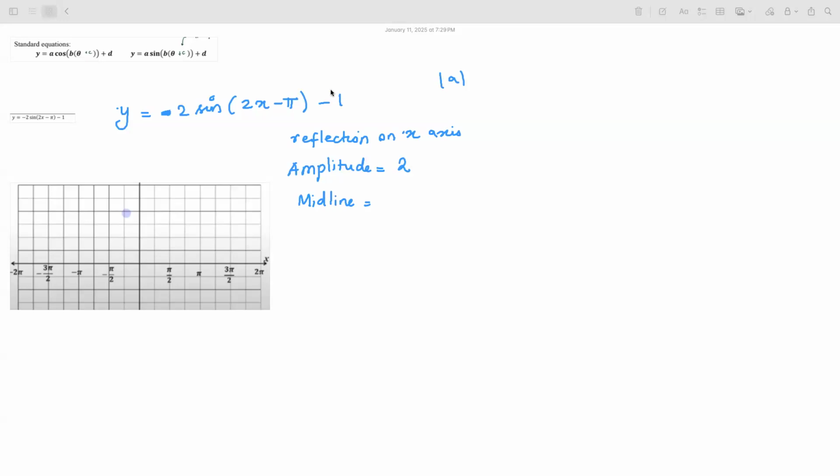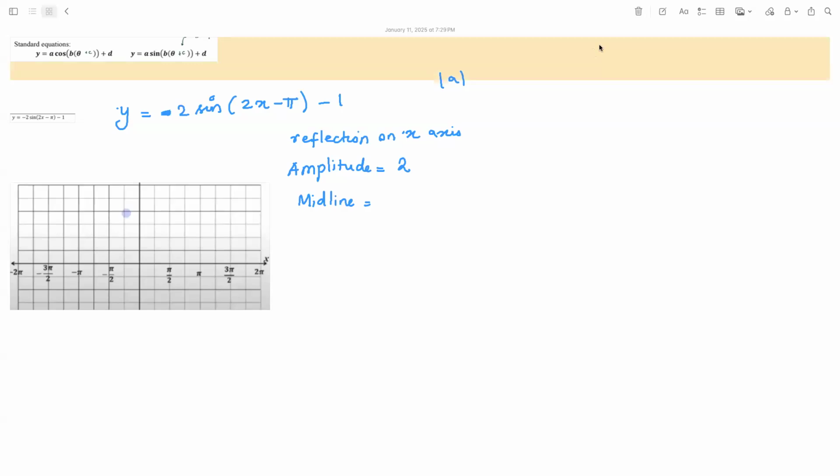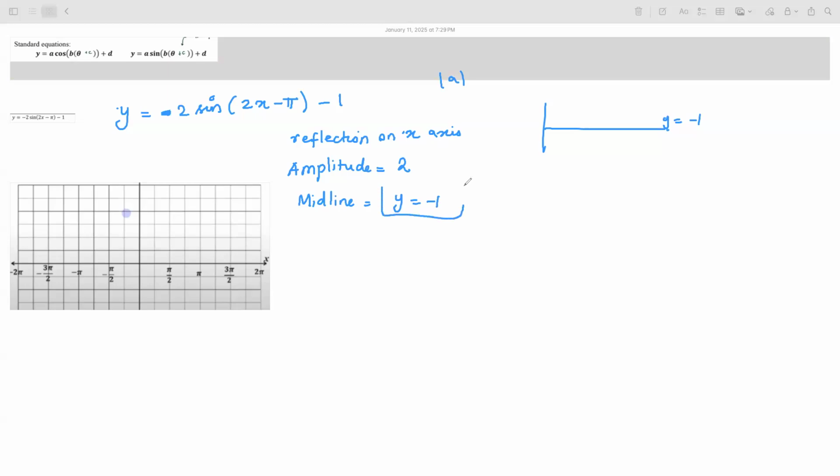Midline is given by d. y equals minus 1. Good job. y equal to -1. It's an equation, right? Midline, meaning the line equation. Correct. And then now we'll calculate the max and min. What is the max? What is the min? Please understand how we calculate: amplitude means 2 units up from the midline. So max is what? 1. Good job. Min? -3. Nice. Max is 1, min is -3.